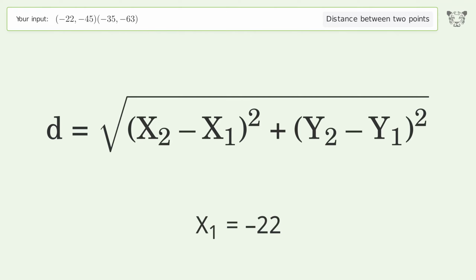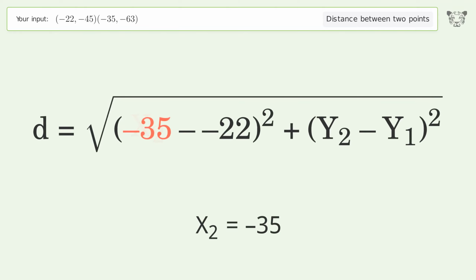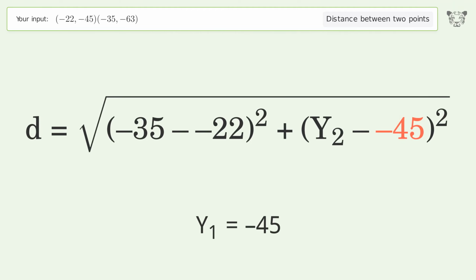x1 equals -22. x2 equals -35. y1 equals -45. y2 equals -63.